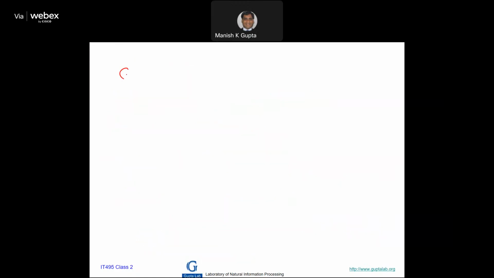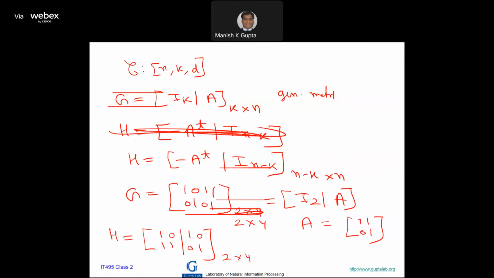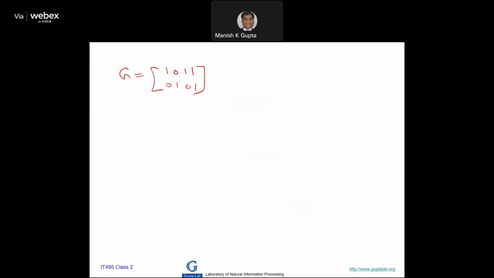So if G is 1011, 0101, right? I hope that is the same. Yeah. Okay. So what will be the C? C will be the linear combination of these two vectors, right? These are the 2 cross 4.